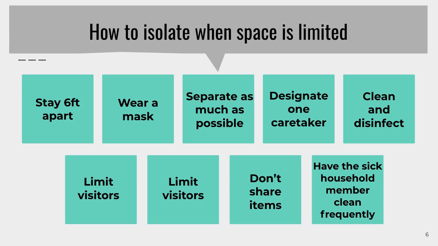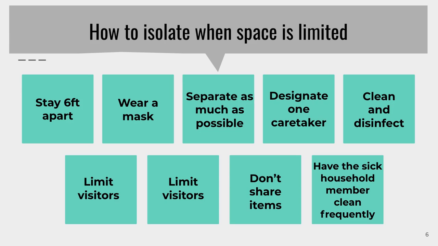So, space might be limited in your household, and it might be hard for the person with COVID-19 to isolate completely. Here are some tips that you should do if space is limited in your household. Make sure that everyone stays 6 feet apart. Have the sick household member wear a mask when they're around other people in the home. Separate as much as possible.